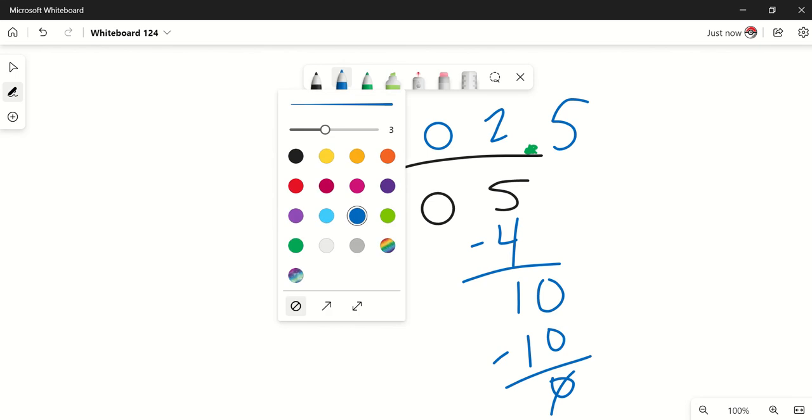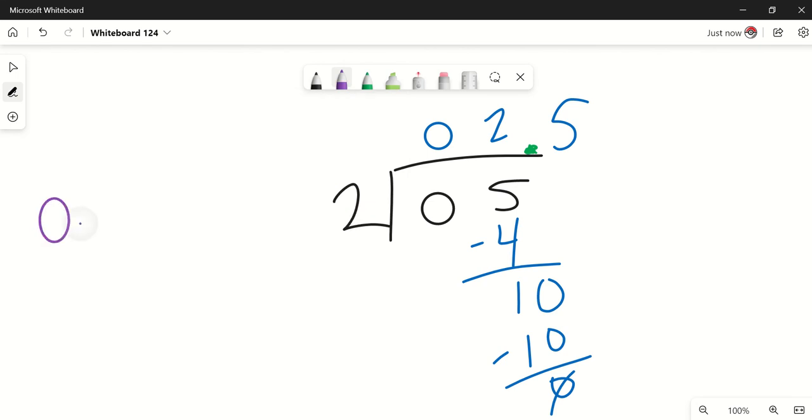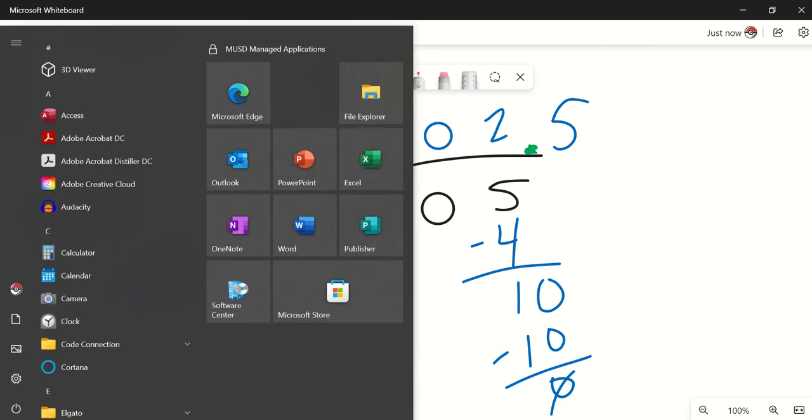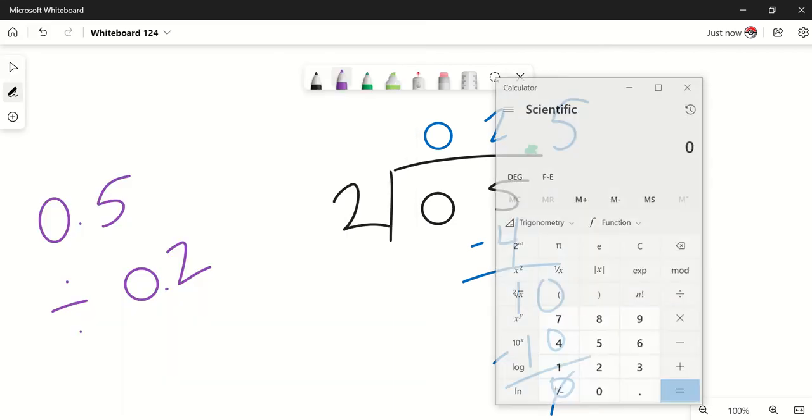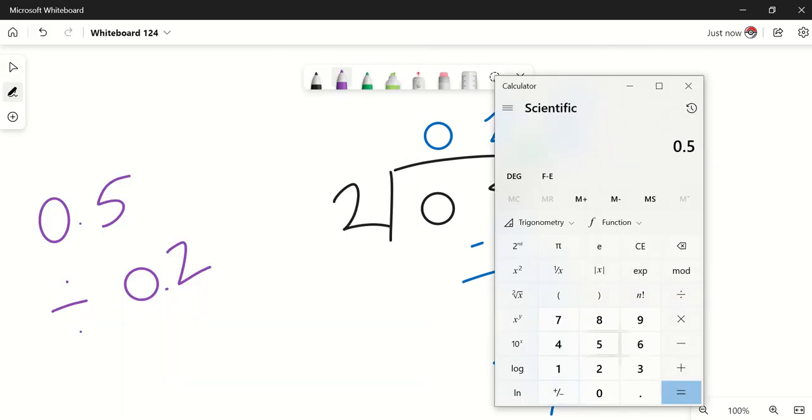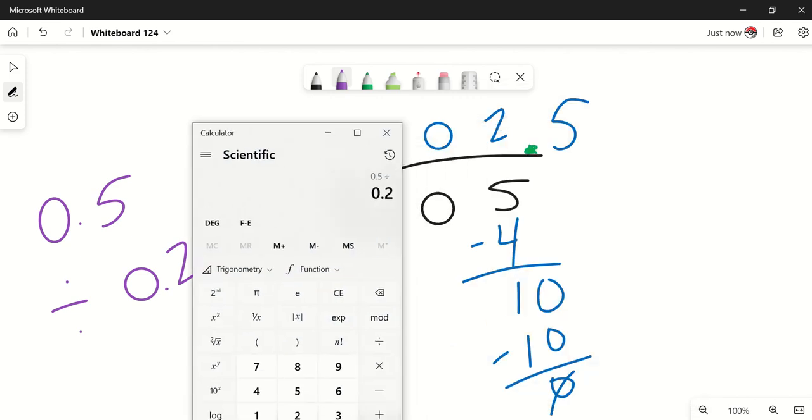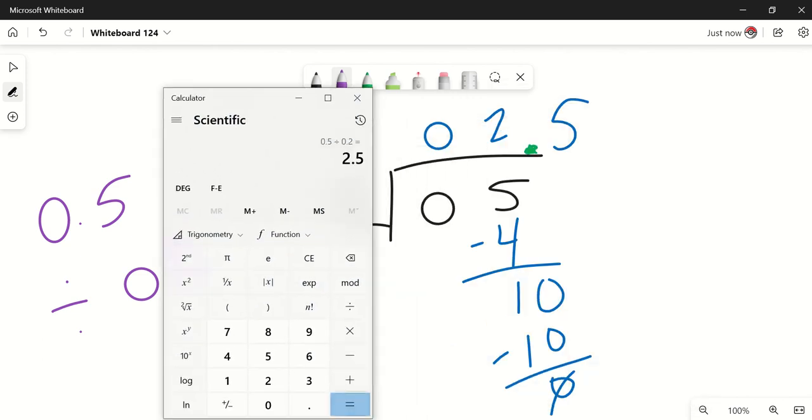Now, remember, the original problem was 0.5 divided by 0.2. Let's plug it into our calculator and let's check. 0.5 divided by 0.2. This should equal 2.5, and it does.